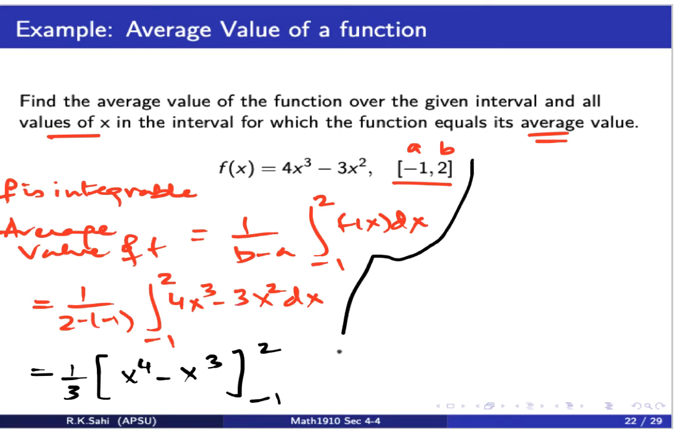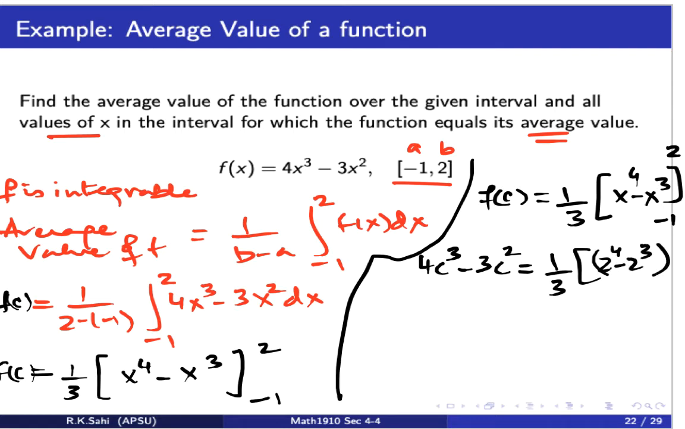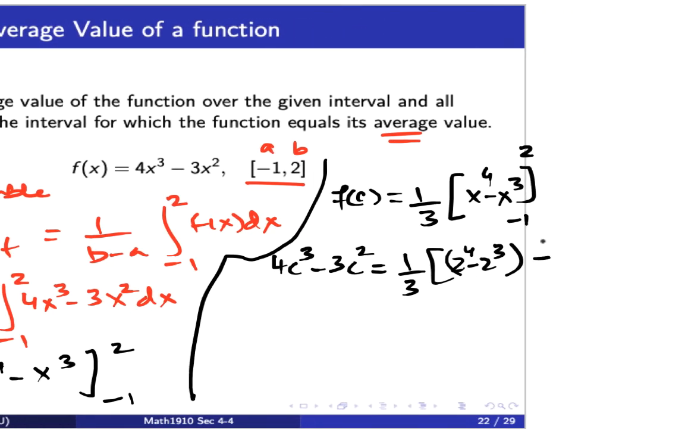And when you do the math over here, remember this is the average value of this function, so this is f of c. Remember that, guys. So I'm going to write f of c equals 1/3 times x to the 4th minus x cubed from -1 to 2. Now what is f of c, guys? It's 4c cubed minus 3c squared, and 1/3, when you plug this in, is 2 to the 4 minus 2 cubed. Remember, you're applying the first fundamental theorem of calculus, minus, keep this in mind, this, guys, is capital F of x. And what I'm doing is, I'm doing F of 2 minus F of minus 1.